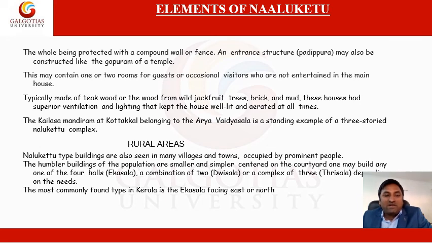The Kailasa Mandiram at Kottaram belonging to the Arya Vaidyasala is a standing example of a three-storied Nalukettu complex. In the rural areas, Nalukettu type buildings are also seen in villages and towns, occupied by prominent people. The humbler buildings of the population are smaller and simpler, centered on the courtyard. One may be built with any one of the four halls: Ekasala, a combination of two Dvisala, a complex of three Trisala, and so on depending on needs. The most commonly found type in Kerala is Ekasala, facing east or north.